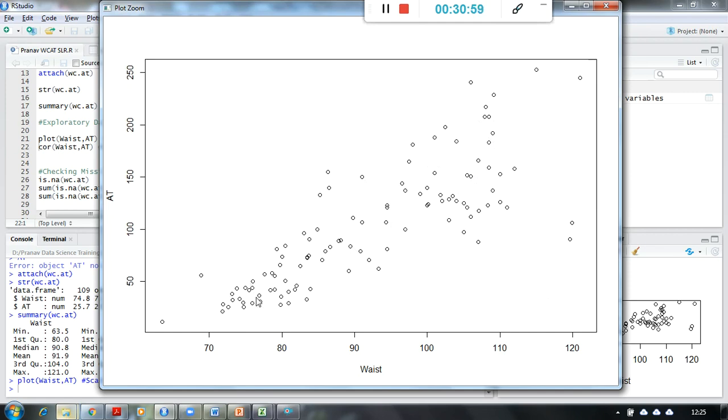What is negative direction? As west is increasing, AT is decreasing, okay, but here AT is increasing, so it is a positive direction. So these are two things we can get from the plot. Now the strength is very difficult, because I may say this is a poor relationship. Some other data scientists may say this is a very strong relationship, or a third person, if you ask, may say this is a moderate relationship, right?